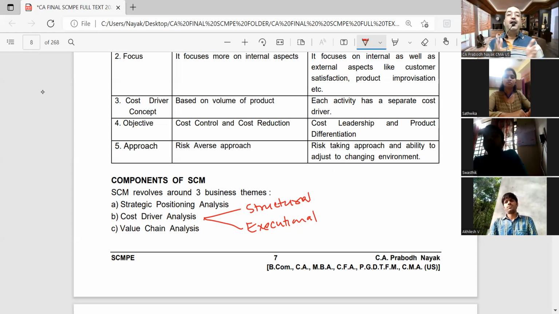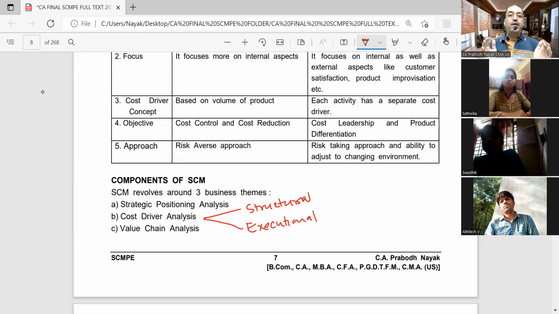It does not start and end with me. Starting and ending with me is traditional costing, where I'm looking after my business, my production, my factory, my office, my workers, my employees. But in strategic cost management, that is not the concept. The concept is the value chain, right from the supplier, who supplies the raw materials, to the customer, who consumes your finished product. Okay, so value chain analysis means what?